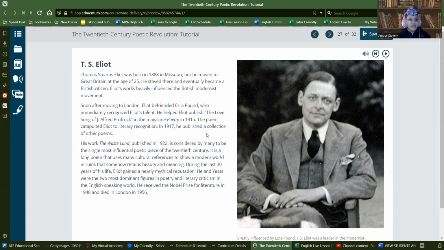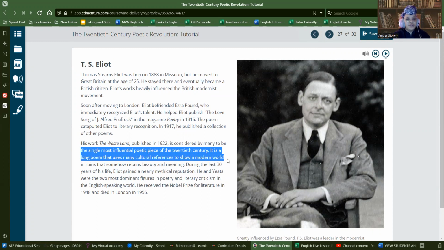T.S. Eliot's Wasteland, which was published in 1922, is considered to be the single most influential piece of the 20th century. It was that important. It was that popular. It's a long poem that uses many cultural references to show a modern world in ruins that somehow retains beauty and meaning. So that sort of matched the sentiment that people had coming back from the war.